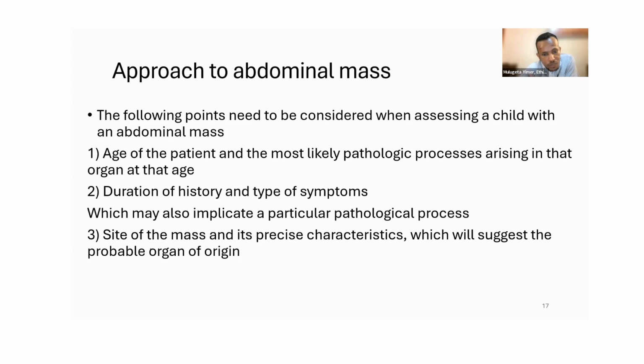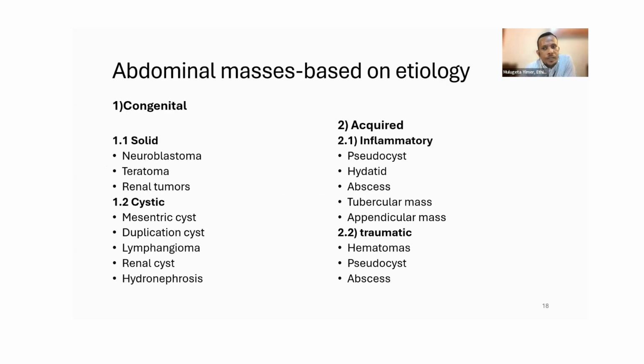And the site is very important, and it should be precisely characterized in our physical examination. The organ of origin can be settled practically with your physical examination skill. If you can locate the site of the mass, you can narrow the organ of origin. But sometimes when the mass is big enough, it may be hard to tell the organ of origin, but at least based on the site, you can suspect the organ of origin.